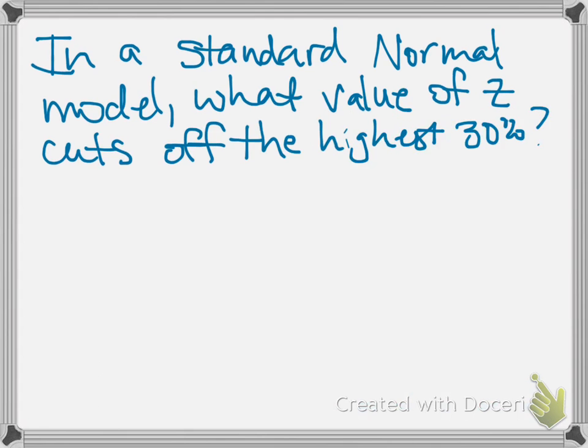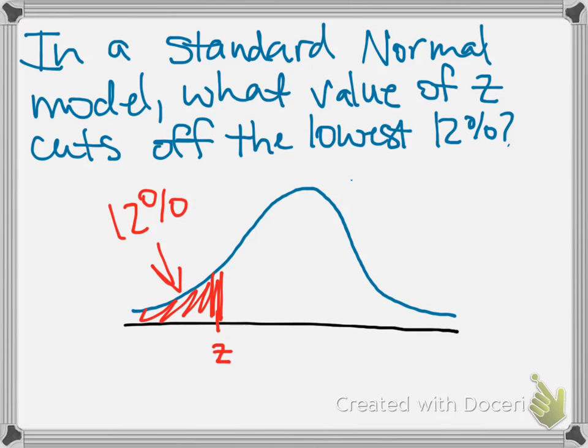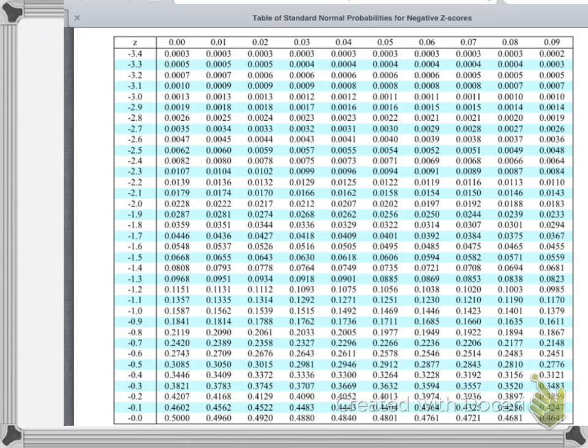Now, because we know that the z-score we're interested in is going to be towards the left of our curve, we know it's going to end up being a negative value. So I'm going to look in this section of the chart with the negative z-scores. So what I'm going to do is look in the chart for the proportion that is as close to 12% as possible. 12% might not exactly occur in the chart, but we can get relatively close to it.